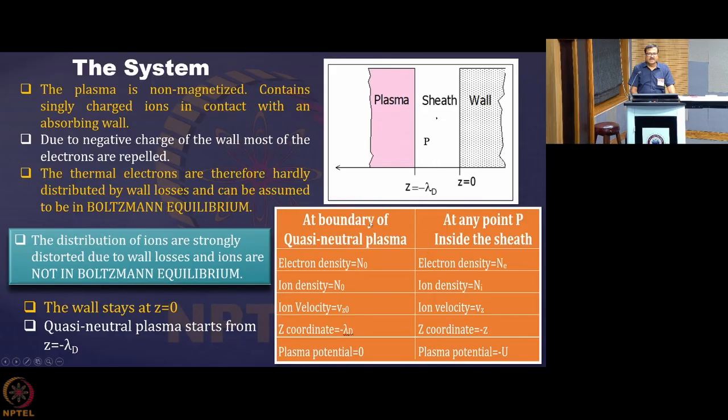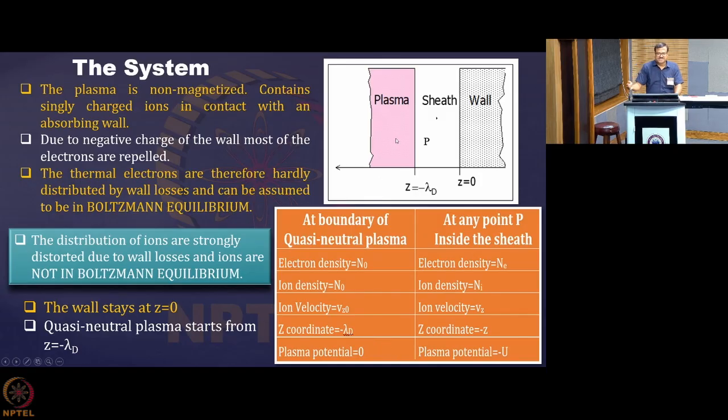So these are the parameters we define: the electron density at the boundary of the quasi-neutral plasma, that is N0. Ion density is also N0, because charge neutrality has to be maintained. And as I told you, we are considering only singly ionized charge over here, then ion velocity is Vz0 at this boundary of the quasi-neutral plasma. And then z coordinate is minus lambda d, as I have shown you over here. Then plasma potential is 0. We are assuming that.